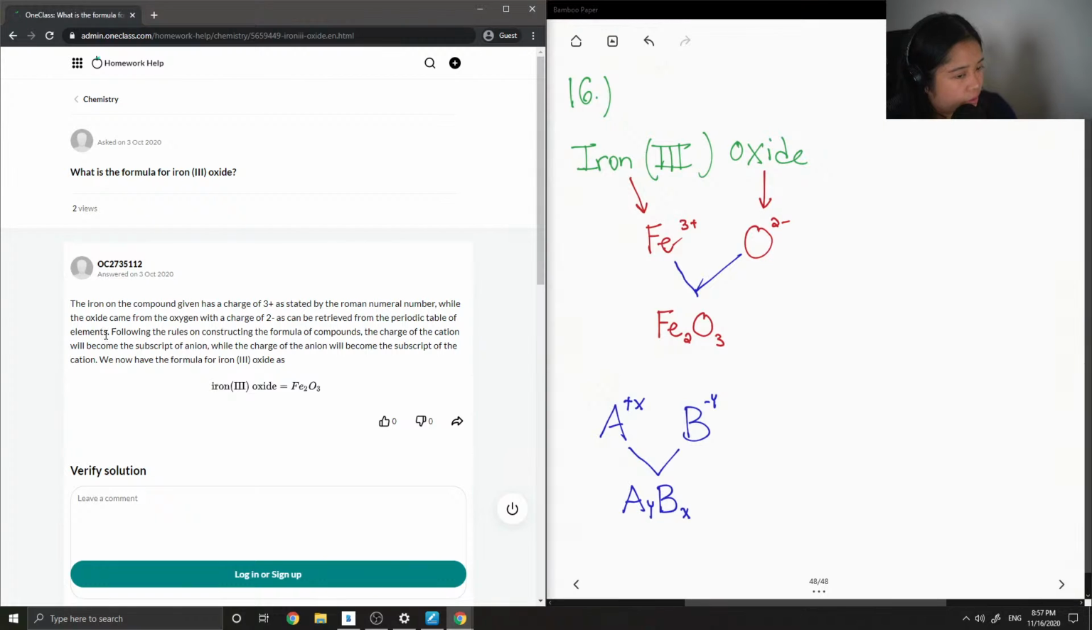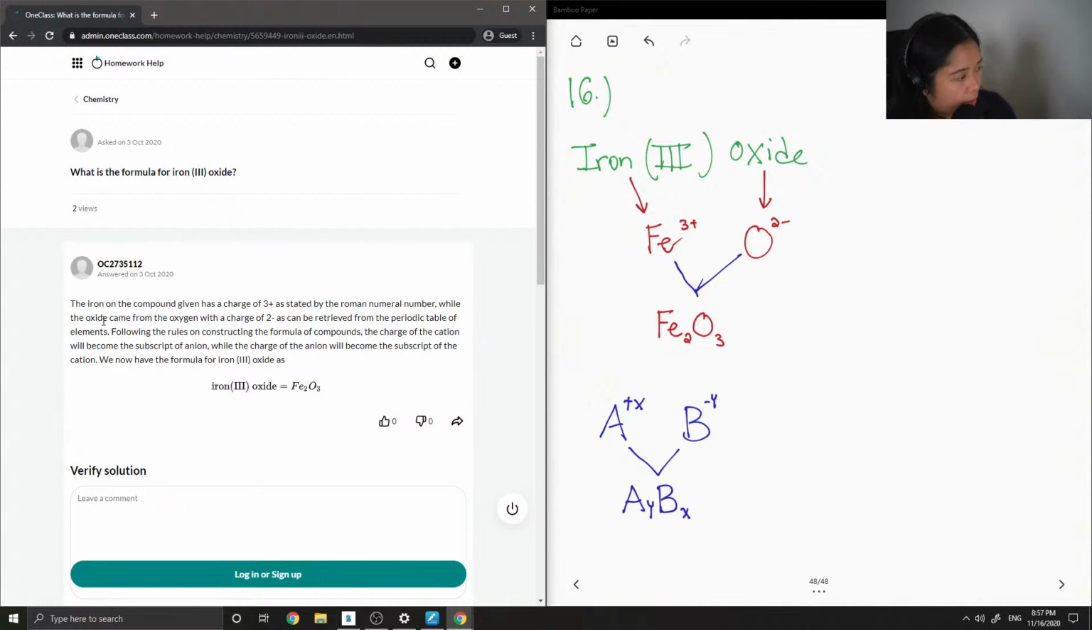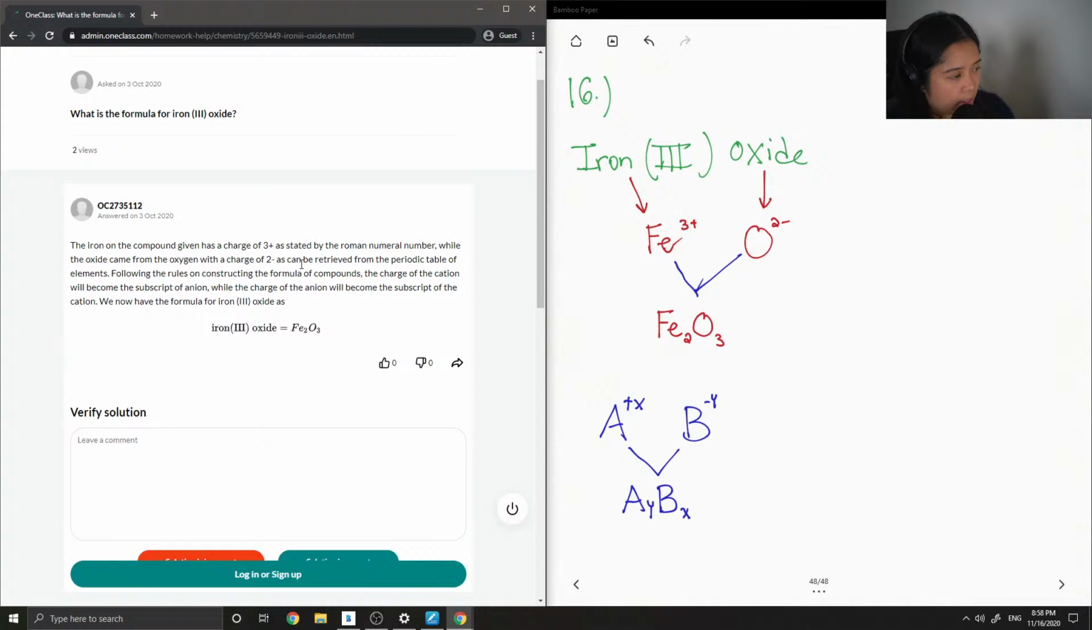Okay, so let's see what the junior tutor said. The iron in the compound given has a charge of 3+ as stated by the Roman numeral, while the oxide came from the oxygen with a charge of 2- as can be retrieved from the periodic table of elements. Following the rules on constructing the formula of compounds, the charge of the cation will become the subscript of the anion, while the charge of the anion will become the subscript of the cation. We now have a formula for iron 3 oxide as Fe2O3. Yep, so this solution is correct.